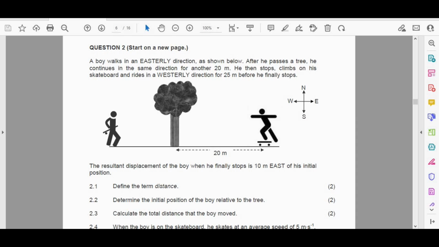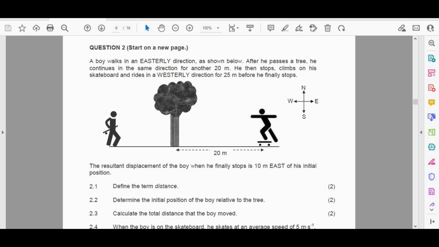It says a boy walks in an easterly direction, as shown below. He passes a tree and continues in the same direction for another 20 meters. He then stops, climbs on his skateboard, and rides in a westerly direction for 25 meters before he finally stops. The resultant displacement of the boy when he finally stops is 10 meters east of his initial position. 2.1. Define the term distance. Okay, we'll let everybody answer in their own time, just after we've gone through all the questions.